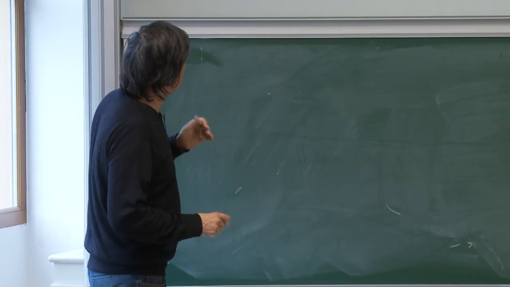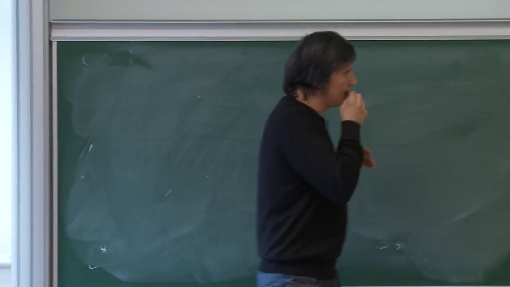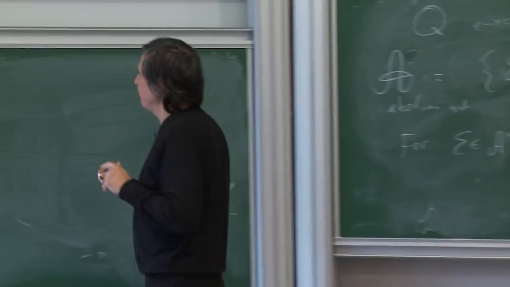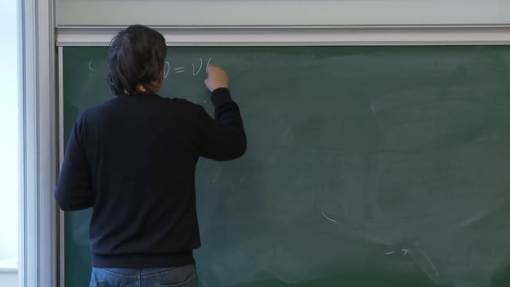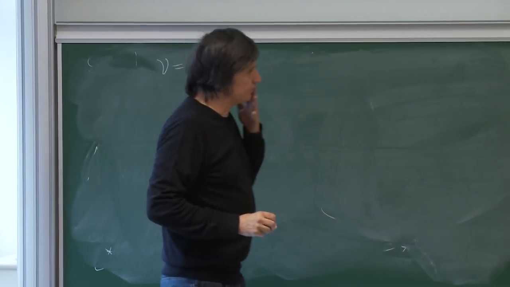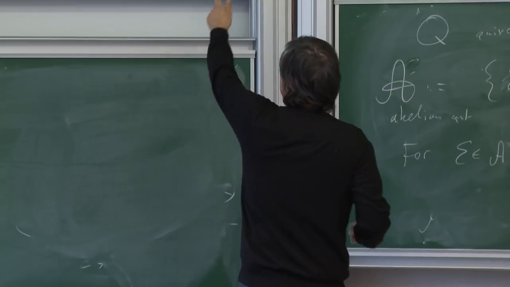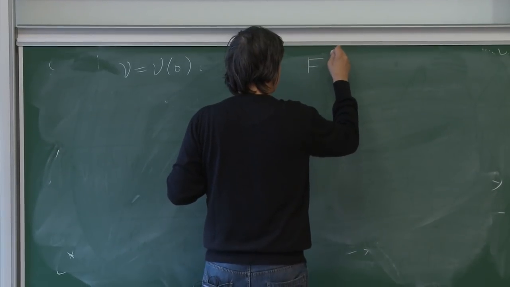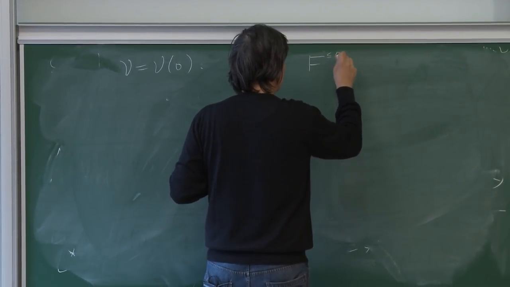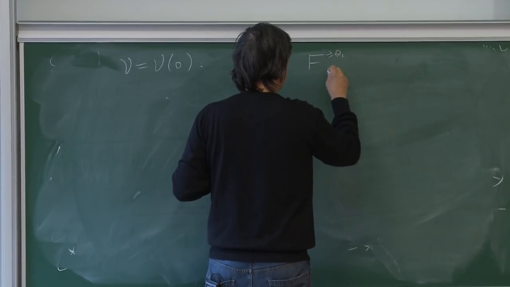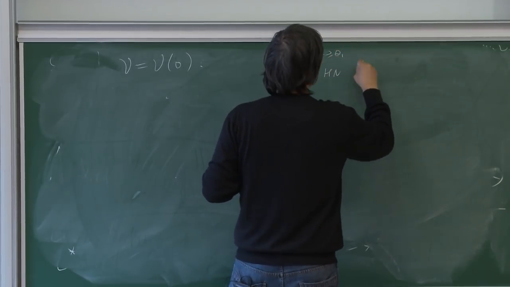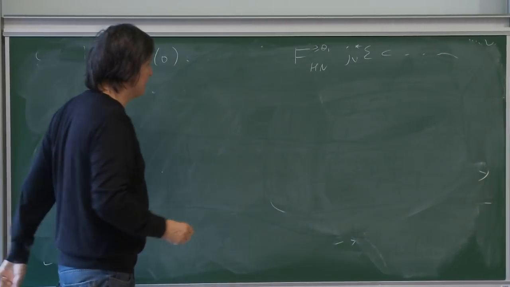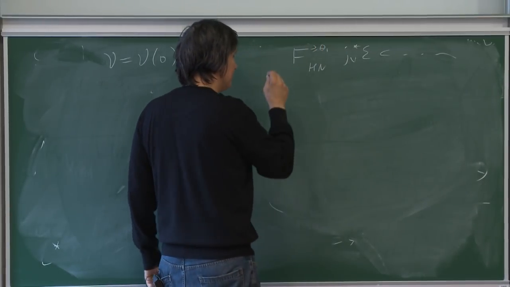But here one can describe solutions the following way. If you fix a point mu zero, I have a filtration of this object, sorry for the notation. I get this filtration, and now I start to rescale it.